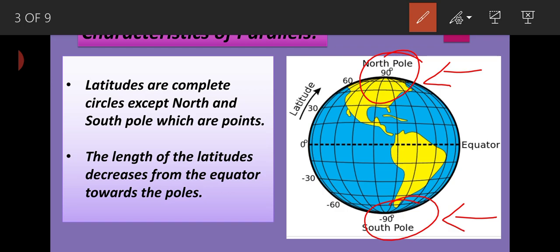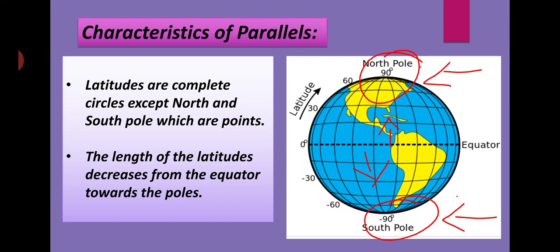Why are they just a point? The length of the latitudes decreases as they move away from the equator towards the poles. They get smaller and smaller in size till they reach the pole, and when they reach the pole, they reduce just to a point. So, this point is called the North Pole as well as the South Pole.